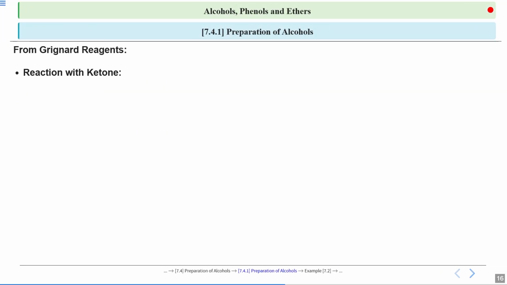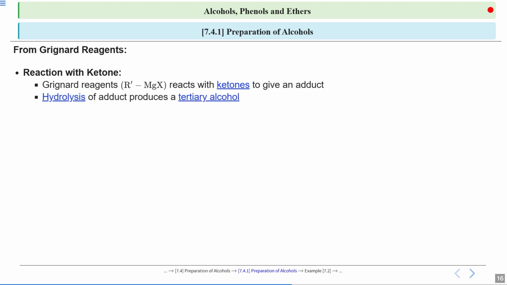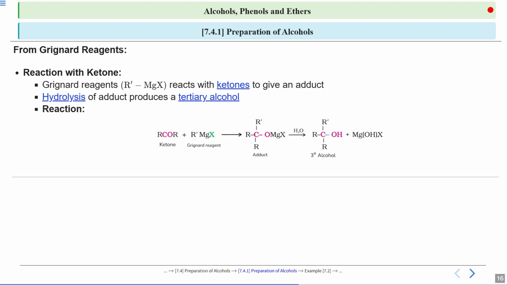Now let's take another carbonyl compound, that is ketone. So when the reaction of ketone with the Grignard reagent happens, it gives us an adduct. And then similarly, the adduct will undergo the hydrolysis process to produce a tertiary alcohol. Ketones give us tertiary alcohols after the reaction with Grignard reagent.